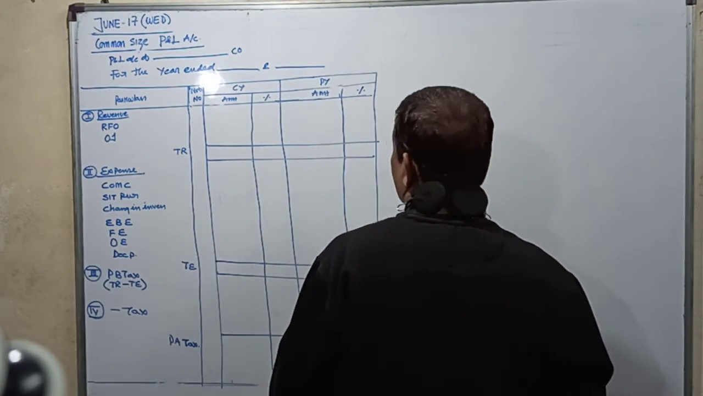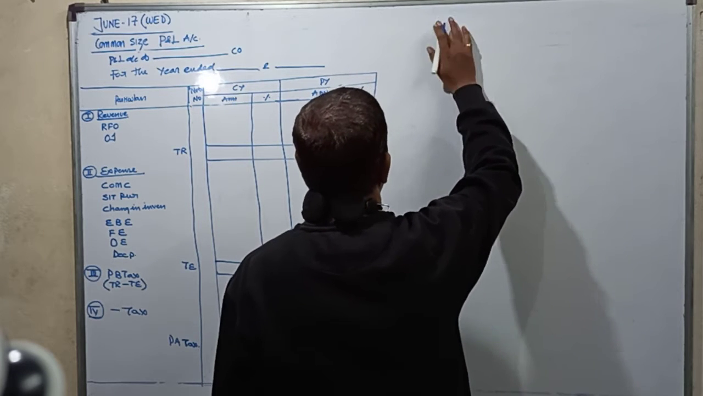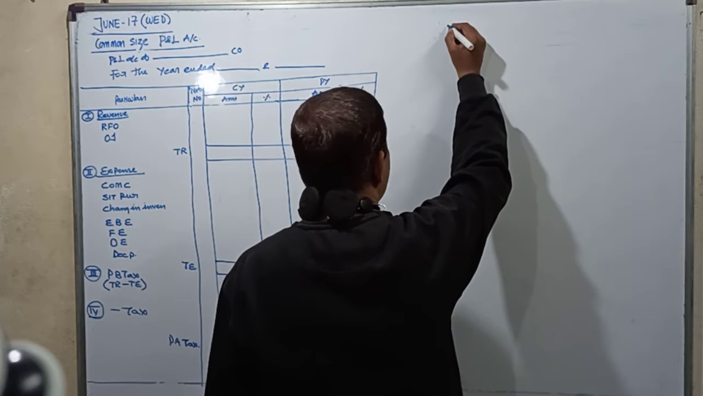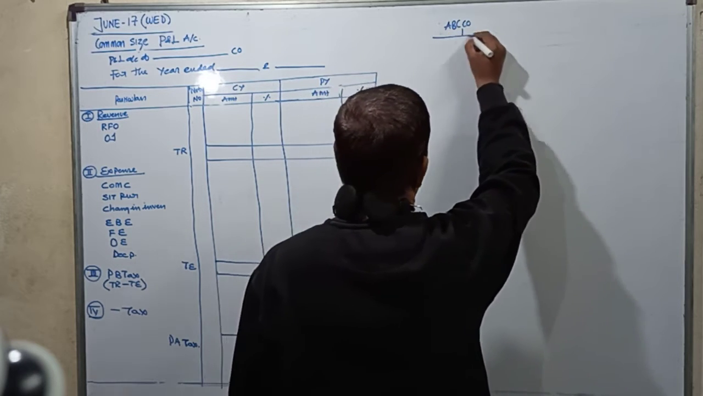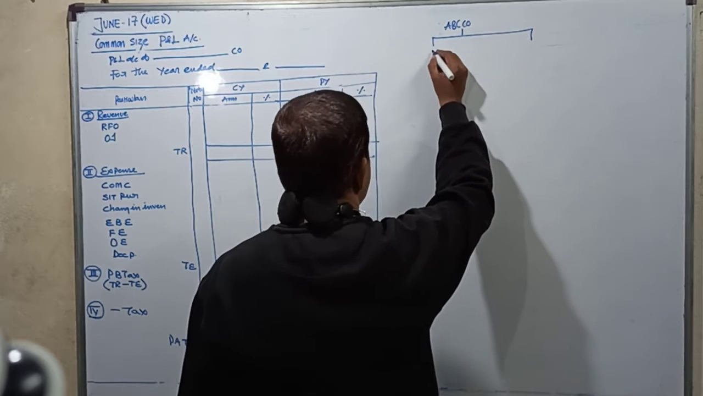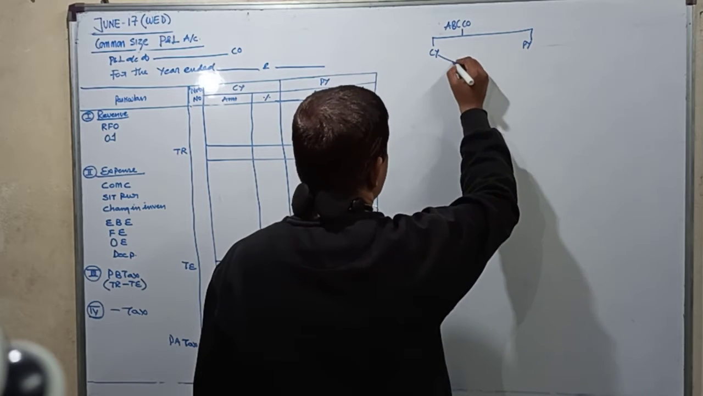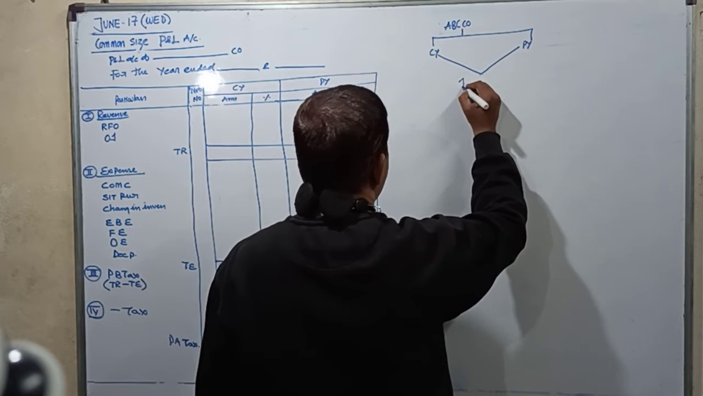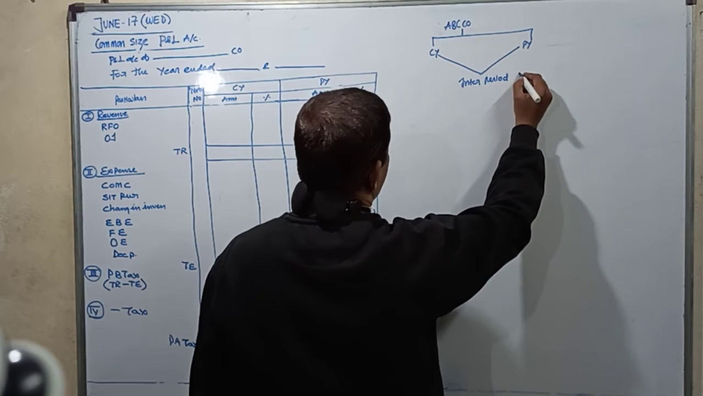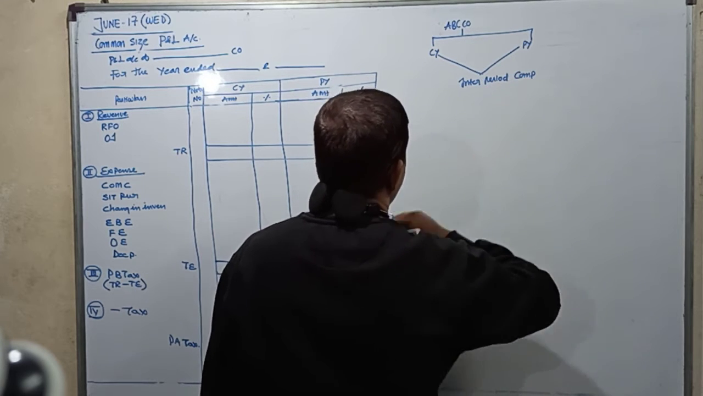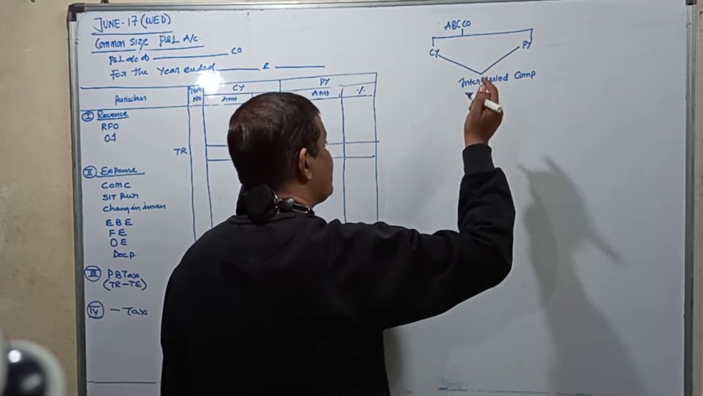Because this is a common size statement, two possibilities are there. One is you take one company, say ABC company, you take the data for two different years, that is current year and previous year, and you can compare it. Such comparison is called what? Inter-period comparison, because you are comparing the profit and loss account for two different time periods.